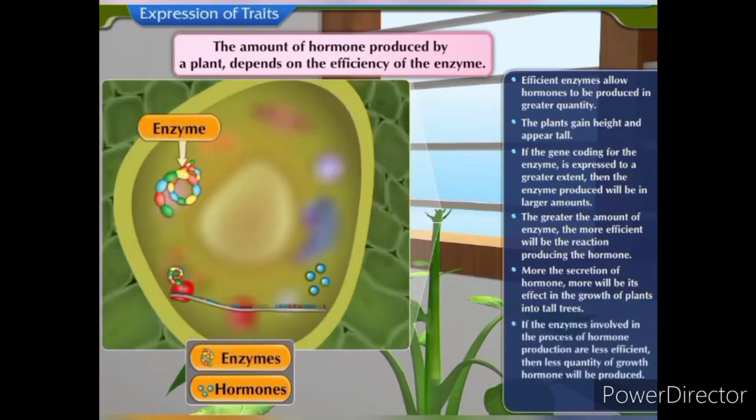If the enzymes involved in the process of hormone production are less efficient, then less quantity of growth hormone will be produced. That is why the plants do not grow and appear stunted.